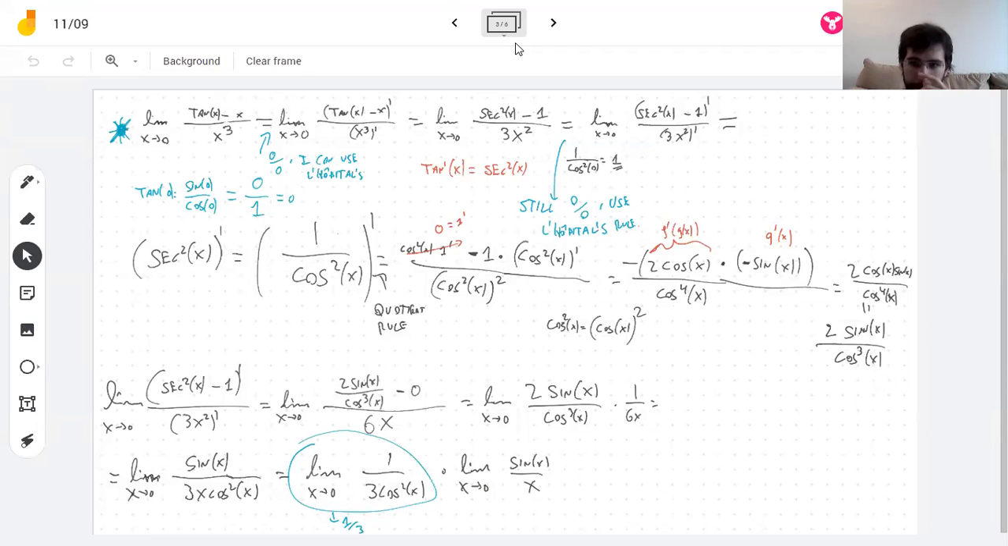Does that say cosine squared? Yeah. Where did that come from? Oh, it should be cubed. Ooh, thank you.